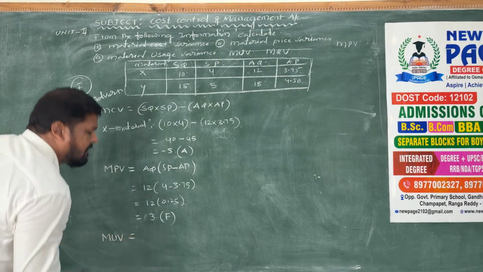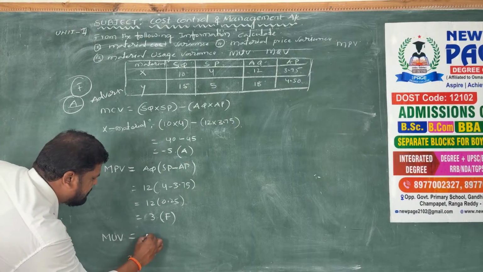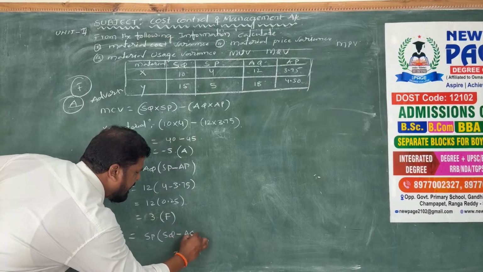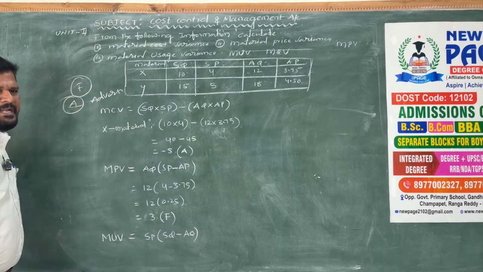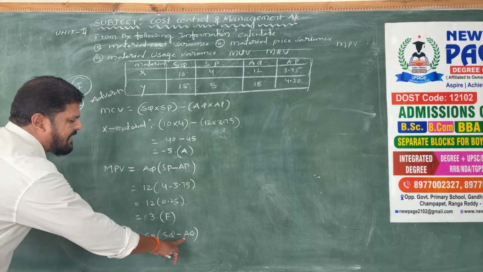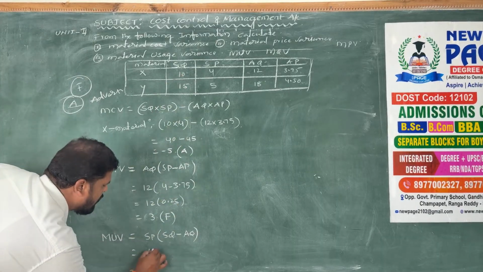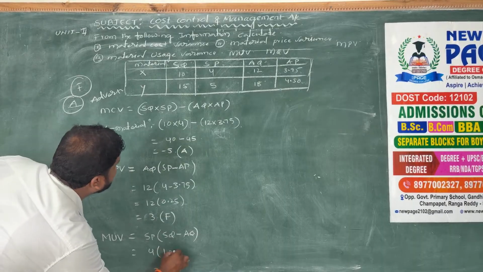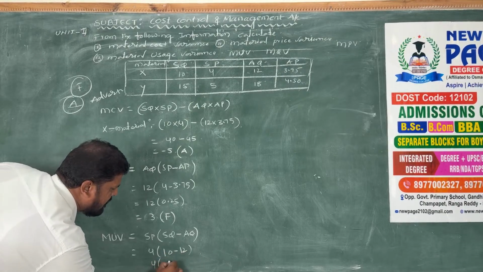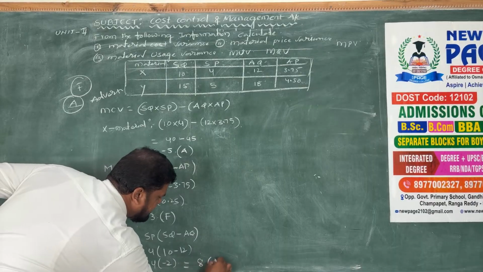Next one is MUV, material usage variance. Formula is SP into SQ minus AQ, standard price into standard quantity minus actual quantity. SP is 4 rupees, SQ is 10 units, AQ is 12 units. So 4 into 10 minus 12, that is minus 2, which is 8. This is adverse.